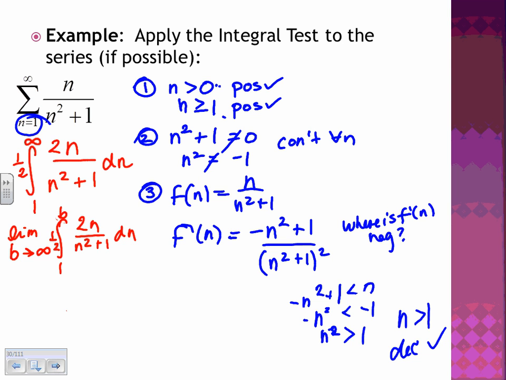Okay. Alright, this is the limit as b goes to infinity of 1/2 the ln of n squared plus 1. And I don't need absolute values because that's always positive. If you want to put them, great. From 1 to b. And what do you get out for that? Infinity. Anybody not get infinity?